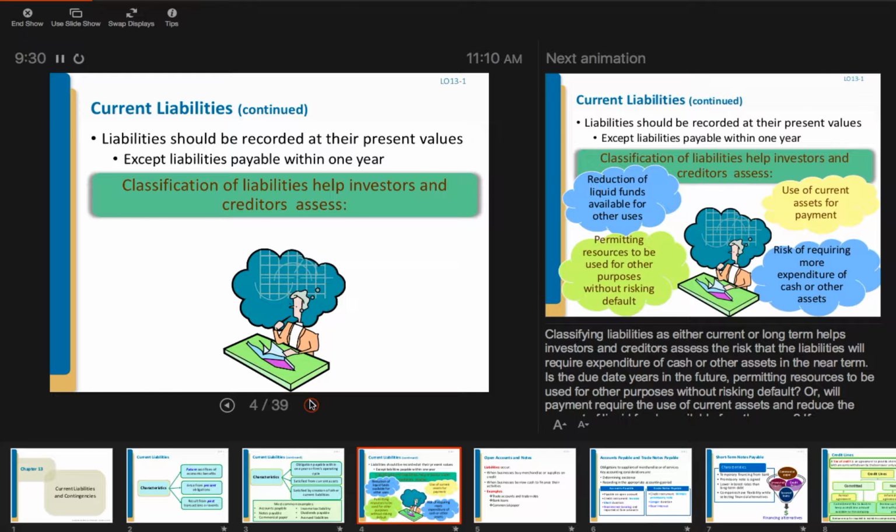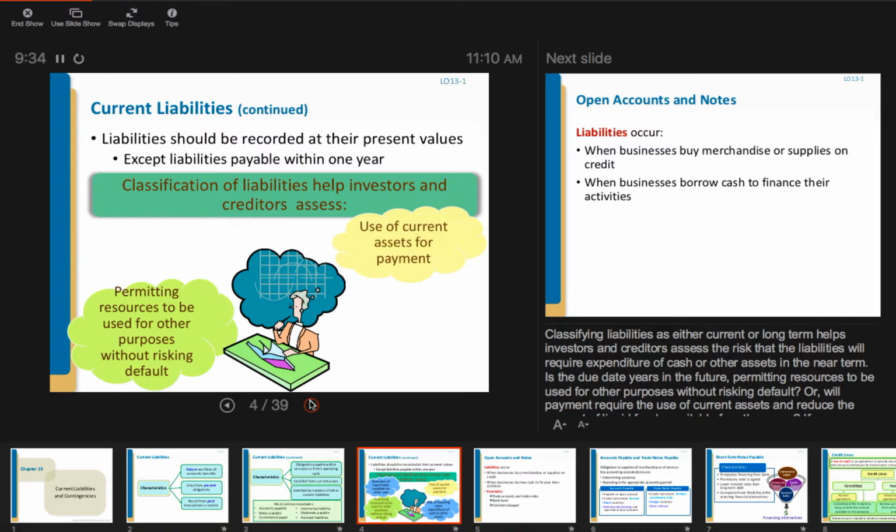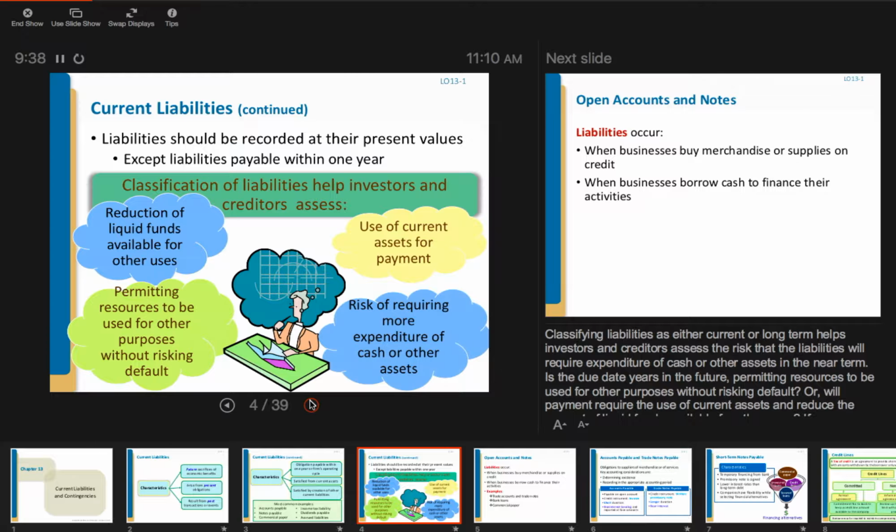We already talked about why an investor might care about whether something's a current or a long-term liability. That's more information, I guess, on that.